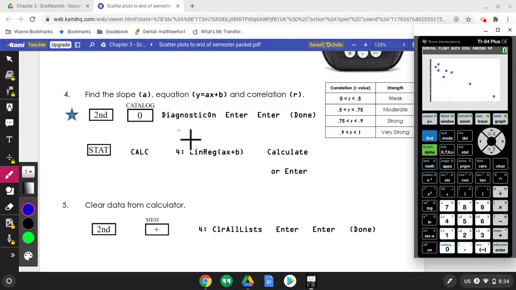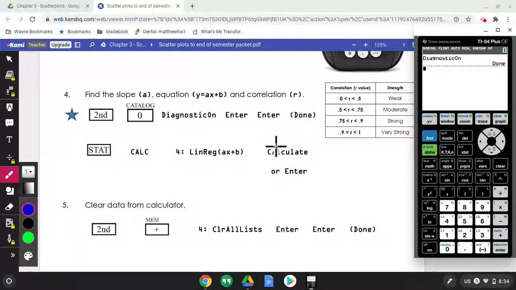So up here, to find the slope, first hit second. We need to run a program on it. So second and the 0 gives us the catalog. And then hit the down arrow to scroll down all the way to the D's. We have to go all the way to diagnostic on. Now, you see my arrow is right beside that. I'm going to hit enter there. Now I have to enter one more time for it to run. So it ran the program and now it says done.